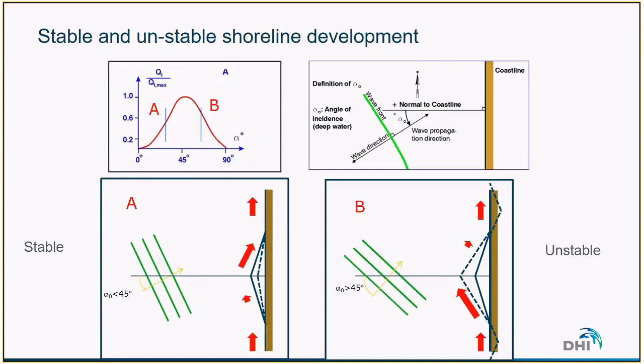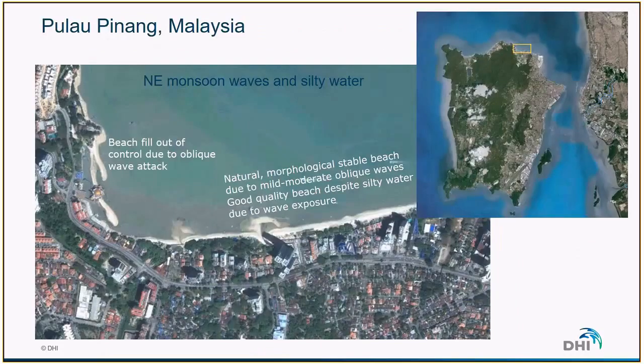So what we have to remember when we look at this curve is that when the angle of incidence is relatively small, so below 45 degrees more or less, we tend to have stable shorelines. And where we have very oblique waves, it usually leads to unstable coasts.